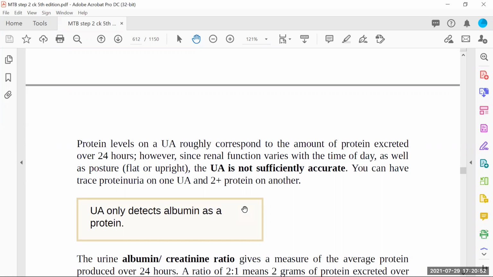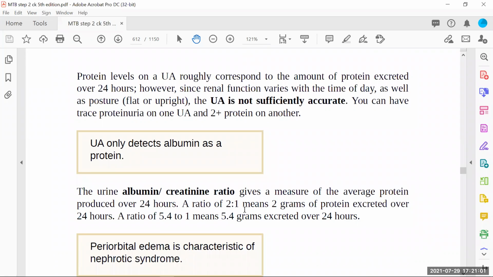in order to make a definitive diagnosis. So you can have trace proteinuria on urinalysis and 2+ protein on another, but urinalysis only detects albumin as a protein. So this is again very important on urinalysis. When we say protein plus plus, we are actually referring to albumin. Albumin is being lost in the urine, and that's why if it's mentioned protein plus plus in urinalysis, actually the urinalysis is only able to detect albumin in the urine. So it only refers to the albumin, not the other proteins.